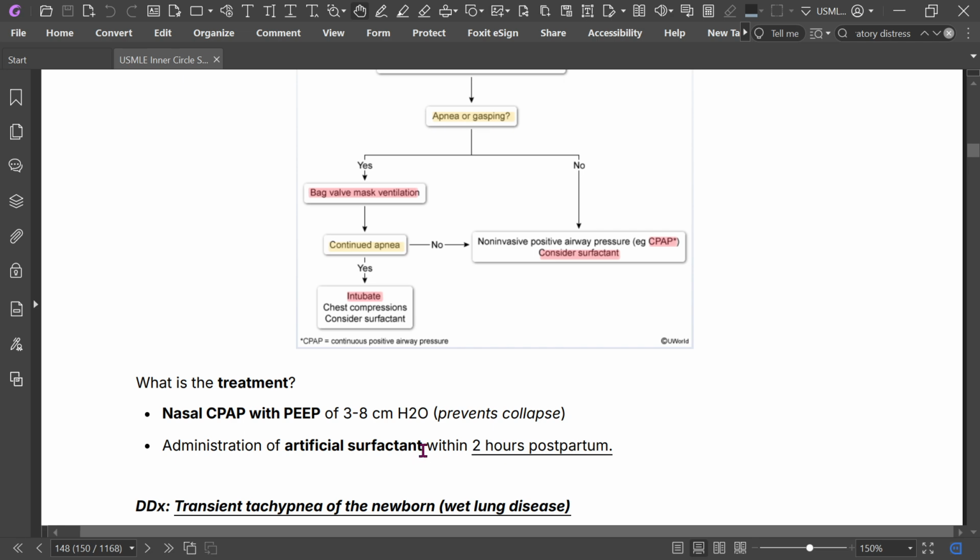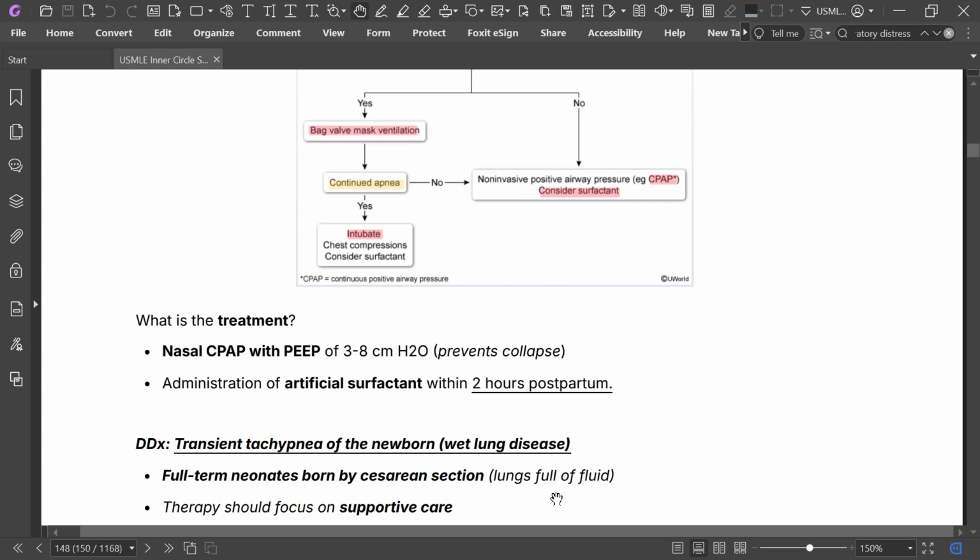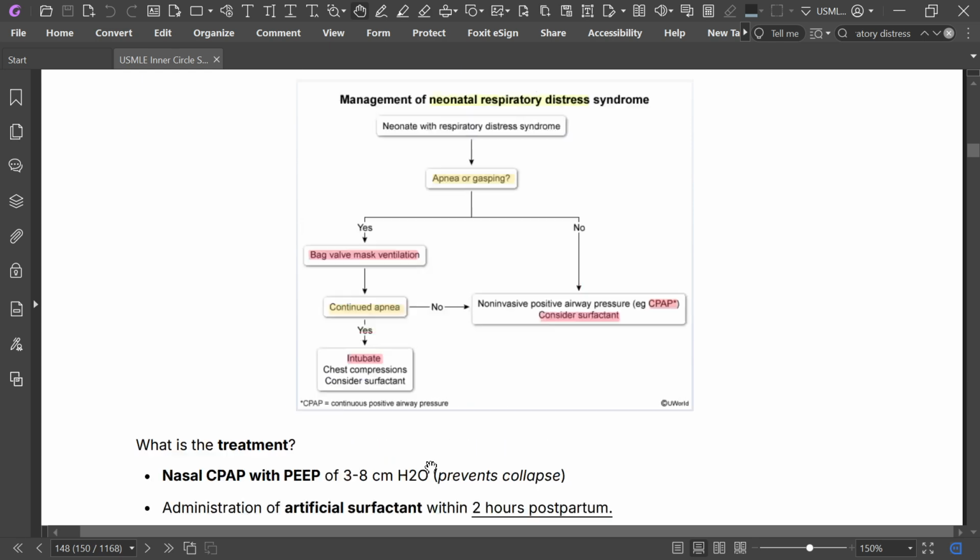The differential may be transient tachypnea of the newborn, also known as wet lung disease. A full term neonate boy born by cesarean section, lungs are full of fluid, and therapy should be focused on supportive care.